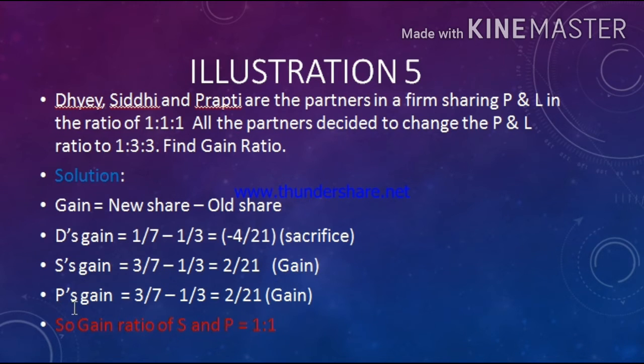Now for P, P's gain is equal to 3 by 7, that is new share, minus old share, that is 1 by 3. The answer comes positive 2 by 21. So it is a gain by partner P, that is Prapti.